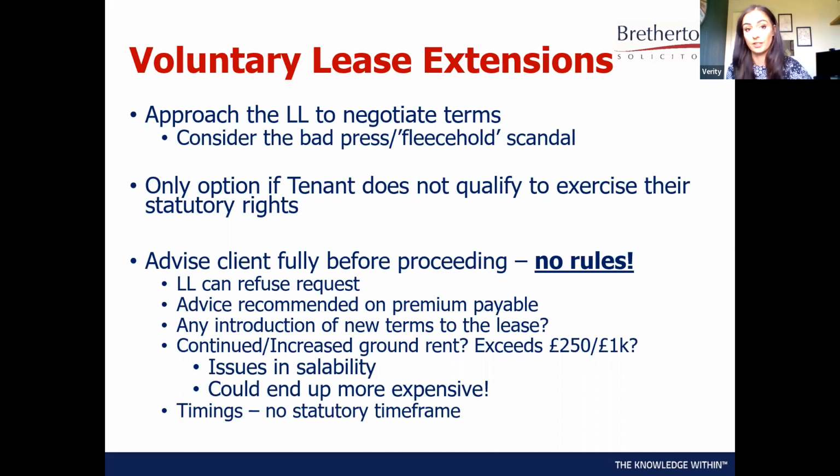However, due to the fleecehold scandal, I'm finding, and I think a lot of other solicitors are finding, that landlords are being more receptive to more reasonable deals because they do not want to be seen by the press to be offering out very onerous lease extensions.